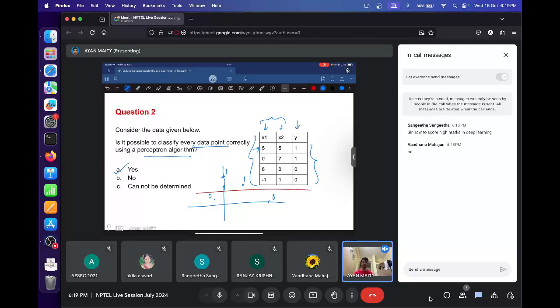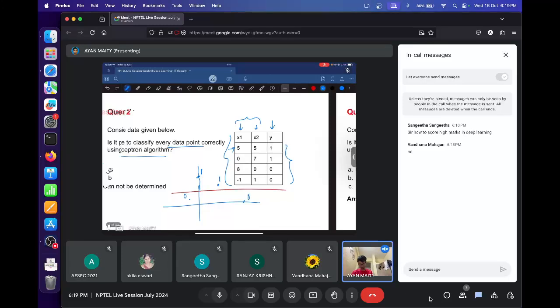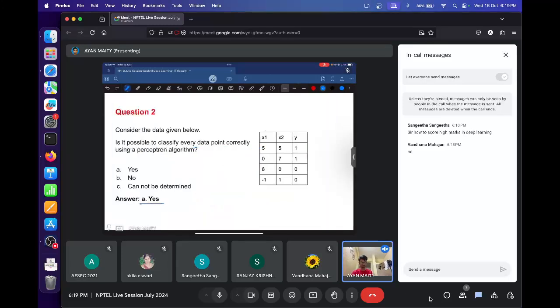So you just have to check whether the points are linearly separable or not. If the points are linearly separable, then the perceptron learning algorithm can certainly classify each of the data points correctly. The correct answer would be yes.